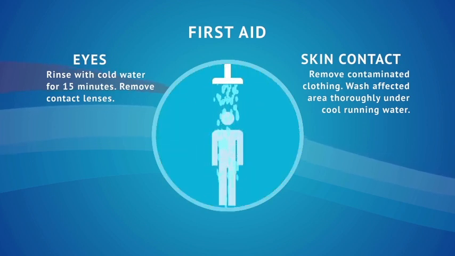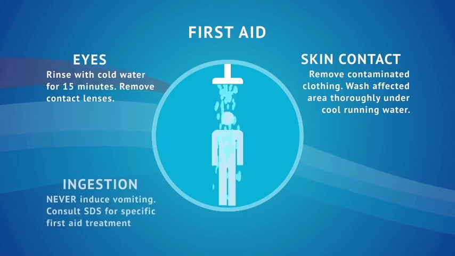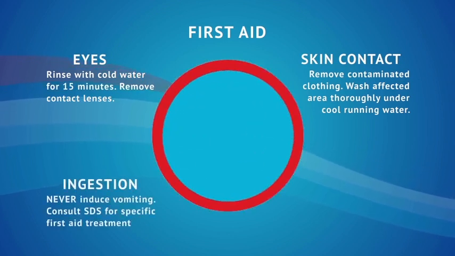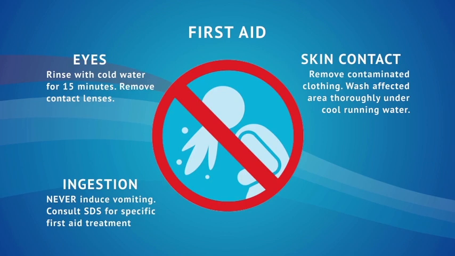If for whatever reason a chemical has been accidentally swallowed, never try to induce vomiting because it will expose the throat to the chemical twice, doubling the chances of injury. Some chemicals can also then be aspirated after vomiting and cause further damage to the lungs and respiratory tract. Refer to the SDS for specific first aid treatment.